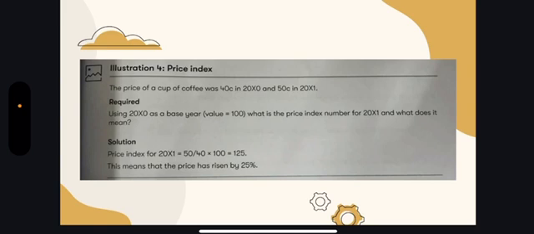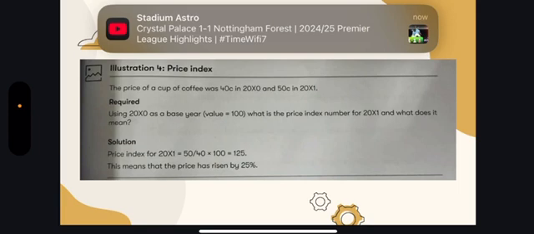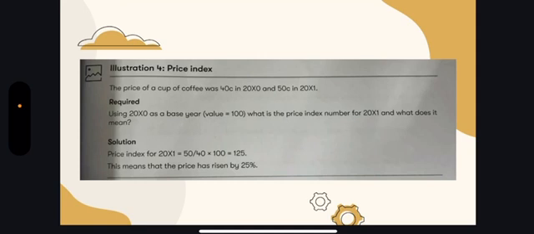Illustration for price index. Page 81 in the book. The price of a cup of coffee was 40 cents in 2010 and 50 cents in 2011. Required: using 2010 as the base year, value 100, what is the price index number for 2011 and what does it mean? Solution. Price index for 2011 equals 50 cents, the current period figure, over 40 cents, the base period figure, which is 2010, times 100. We get 125. This means that the price has risen by 25%.